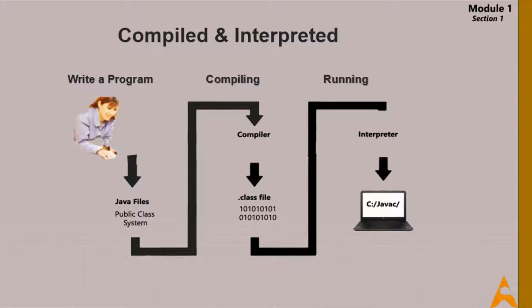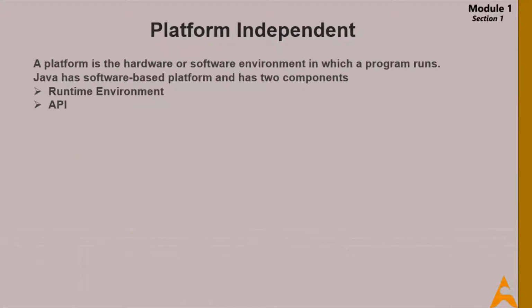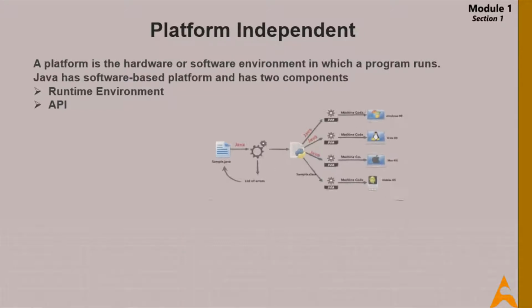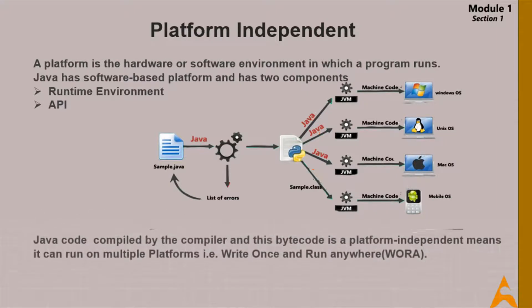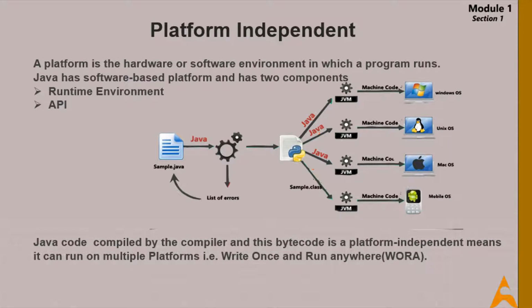You write a program with a .java extension and compile it with the javac tool, then it is converted to a .class file. Then the .class file is interpreted to machine code, and your program is executed. Java is a platform-independent language. The .class file can be executed anywhere on any machine. It can run on any operating system having a JVM on it. This feature of Java makes it platform-independent.